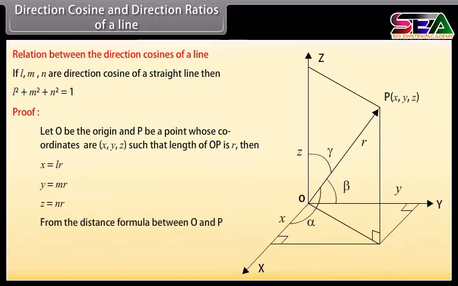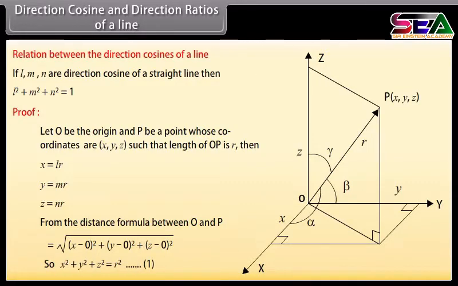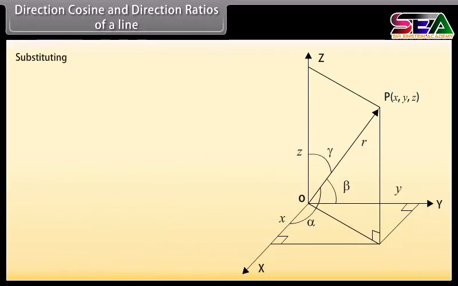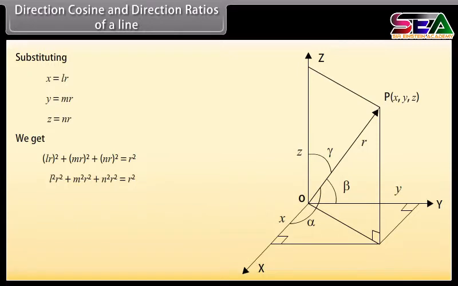From the distance formula, the distance between O and P equals square root of x minus 0 square plus y minus 0 square plus z minus 0 square. So x square plus y square plus z square equals r square, name it as 1. Substituting x equals Lr, y equals Mr, z equals Nr, we get Lr square plus Mr square plus Nr square equals r square. L square r square plus M square r square plus N square r square equals r square. L square plus M square plus N square equals 1.